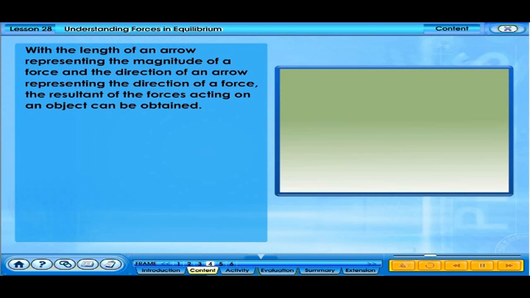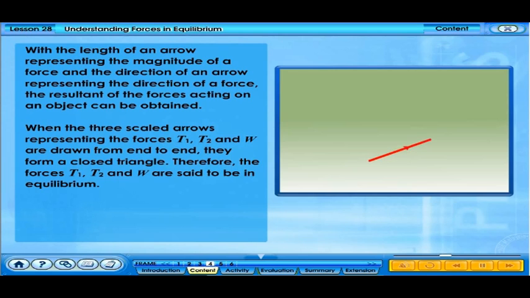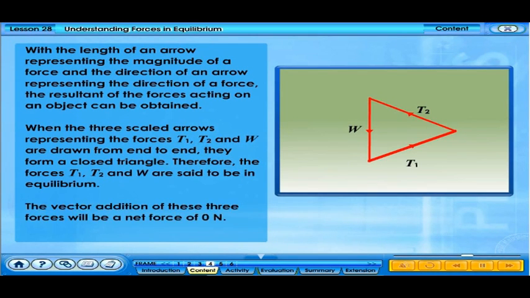With the length of an arrow representing the magnitude of a force and the direction of an arrow representing the direction of a force, the resultant of the forces acting on an object can be obtained. When the three scaled arrows representing the forces T1, T2, and W are drawn from end to end, they form a closed triangle. Therefore, the forces T1, T2, and W are said to be in equilibrium. The vector addition of these three forces will be a net force of 0 Newton.